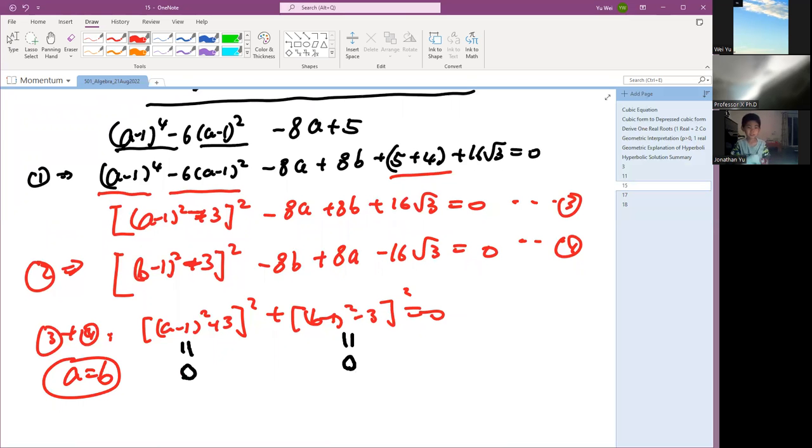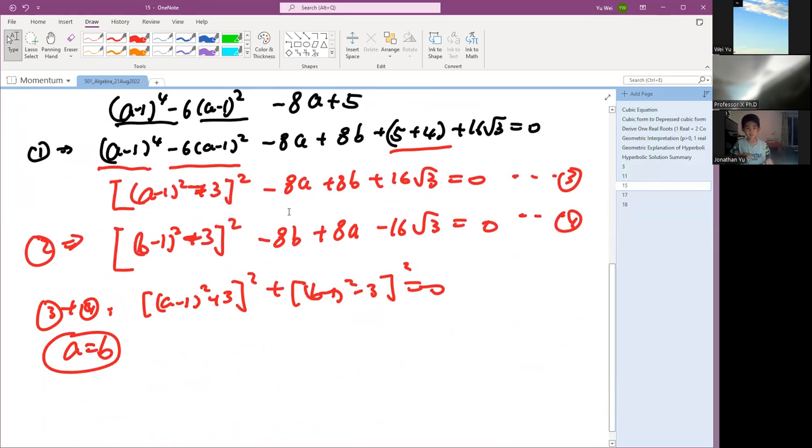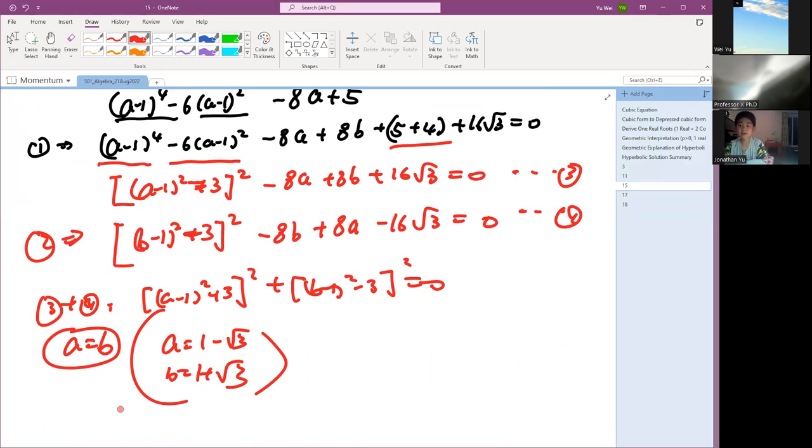Take a look. If a equals b, can one be negative and one positive? No. Yes or no? No. Of course, one is bigger, one is smaller, right? Because of the symmetry, a equals 1 minus root 3, b equals. Do you need me to keep on calculating for you guys? I don't want to do that anymore. Okay, I think that's it.